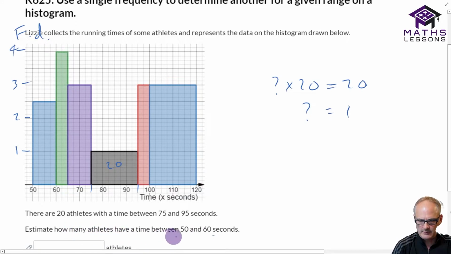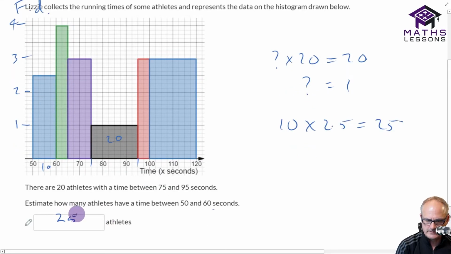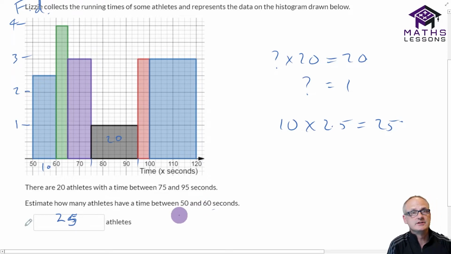Now we want to find out how many athletes are between 50 and 60 seconds. So between 50 and 60 seconds, that's 10 wide. It's 2.5 high, so it's going to be 10 times 2.5, which equals 25 athletes between 50 and 60 seconds.